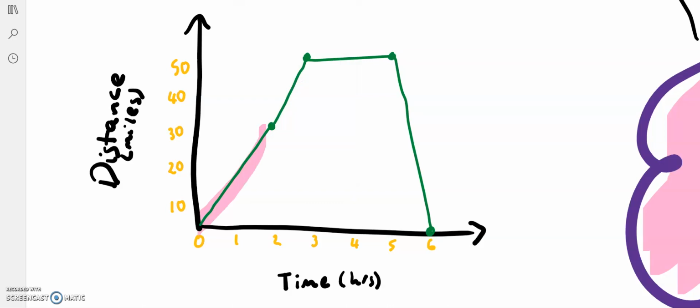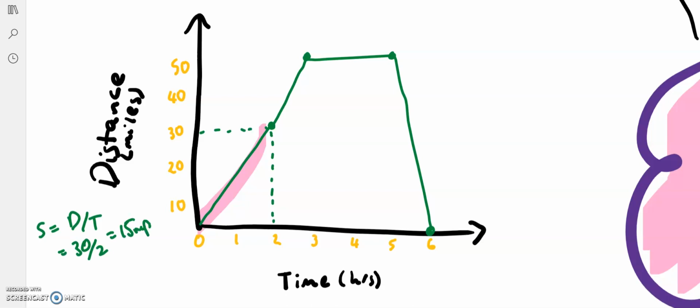So what can we say has happened? Well, do you notice that in this first little section, it took 2 hours, and we went 30 kilometers. So for this first section, we could work out the speed. We could do speed equals distance divided by time, because we could do 30 divided by 2, because we went 30 miles and we did it in 2 hours. So for that pink section, we were travelling 15 miles per hour.